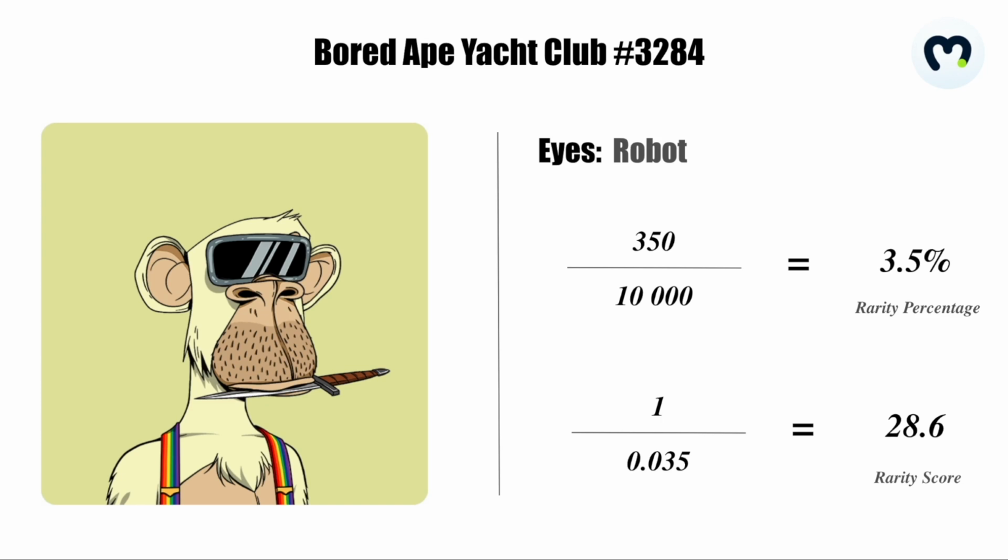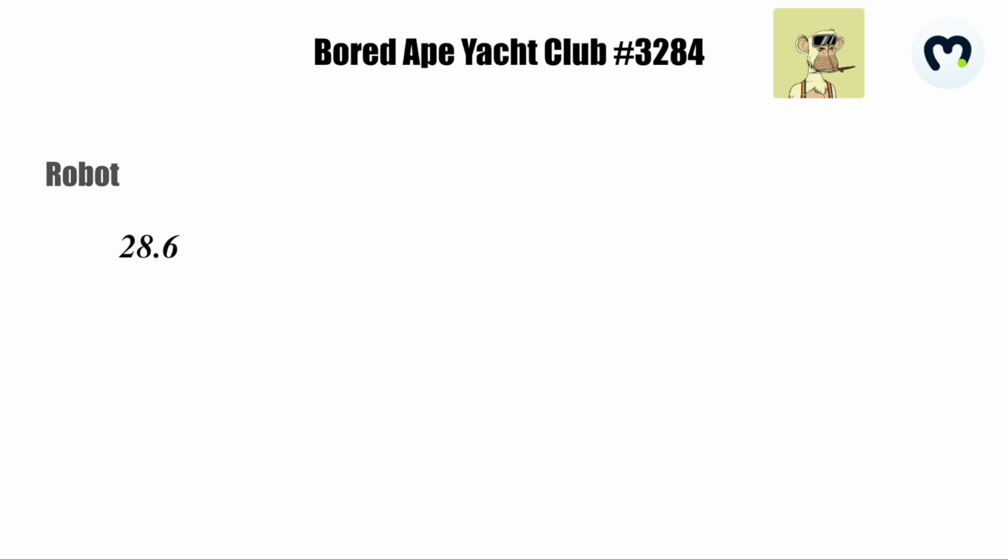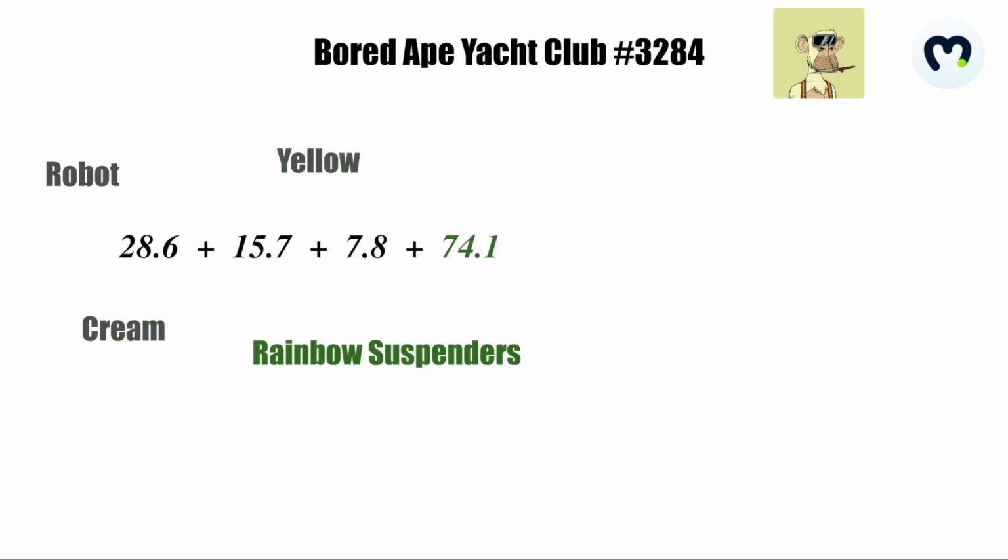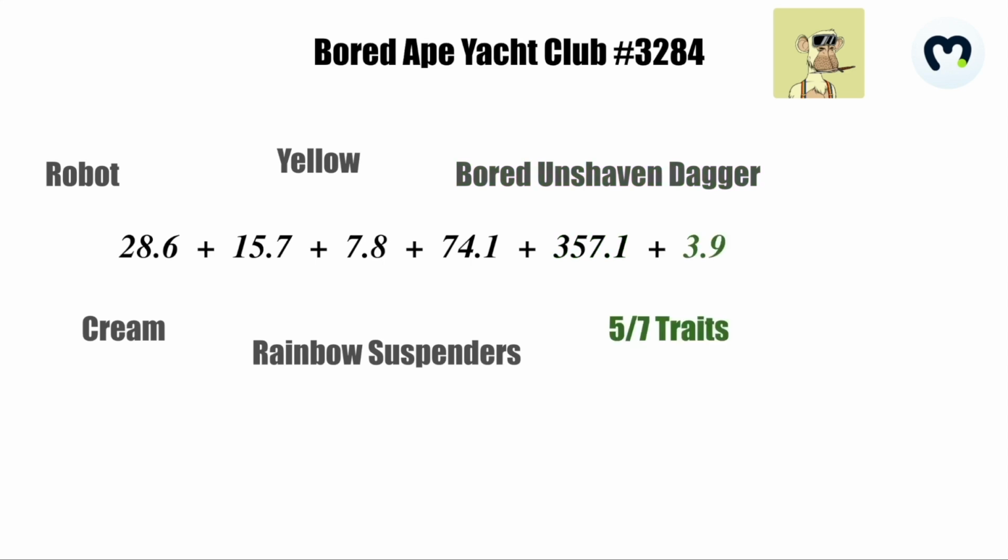So now we have the simple rarity calculation for one trait, and we can combine this with all the other traits as well. So for the fur, we get 15.7. The yellow background, we get 7.8. Rainbow suspenders seems to be a very unique trait, giving us a very high rarity score. And the bored unshaven dagger mouth, even more rare, gives us a very high rarity score.